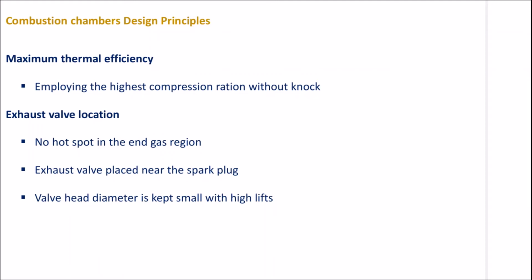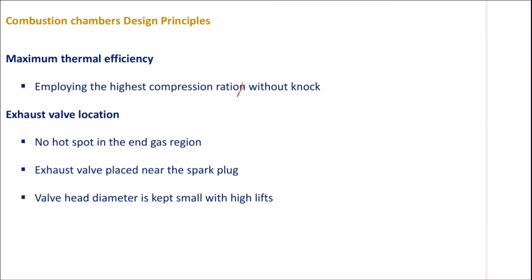How can one get maximum thermal efficiency? By increasing the compression ratio. Earlier you have read about HUCR, highest useful compression ratio. The combustion chamber should be designed in such a way that it provides maximum thermal efficiency. This can be achieved by employing the highest compression ratio without knock.